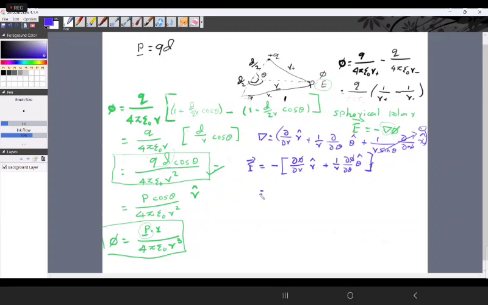Can you first find the differentiation with respect to r, del phi over del r? Then we can substitute here. First separately find del phi over del r and also del phi over del theta. Can you do this derivation?